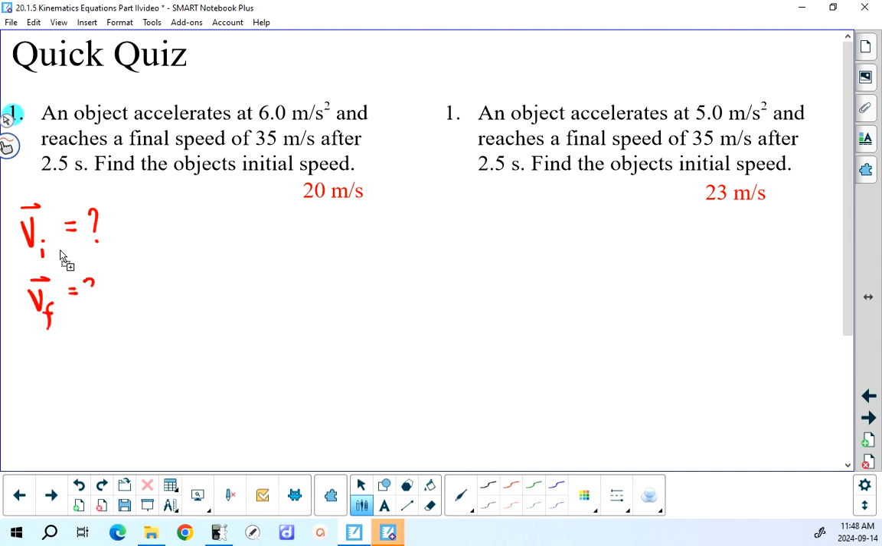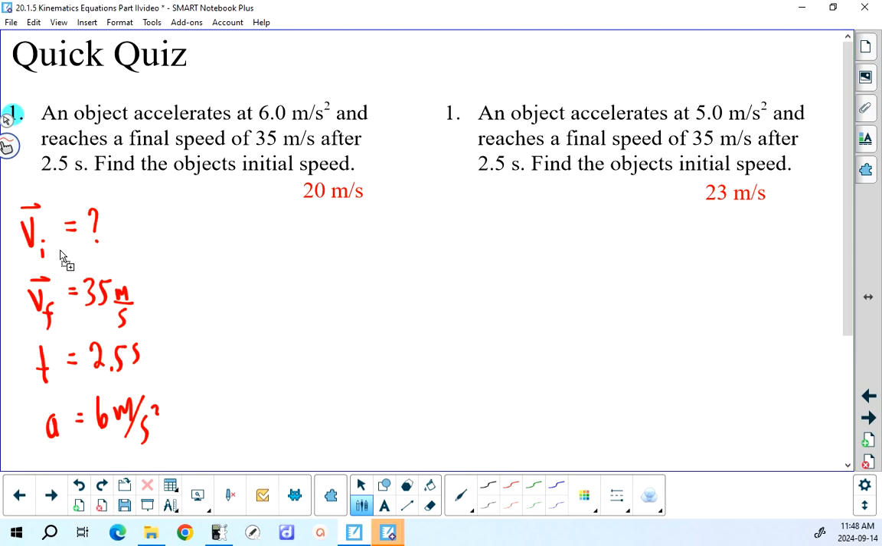VF is 35 meters per second. And the time is 2.5 seconds. And we also know the acceleration is 6 meters per second squared. And by the way, I've highlighted number 1 up here on the left because this is the version of the quiz that I'm going to solve number 1 for. If you had the version that's on the right, then you're going to do the same thing I'm doing, but you're using a different number in one particular place.